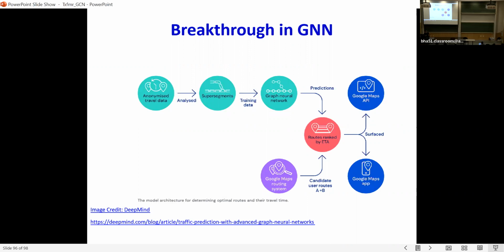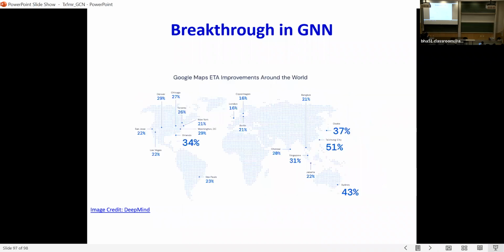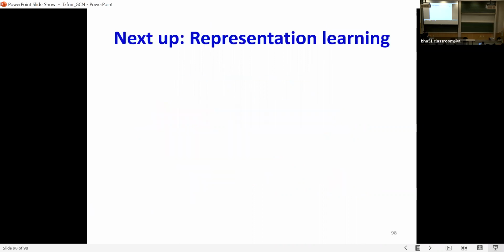So you aggregate segments. The segments tell you how places are connected, and then you use all of the data about past traffic that you have to train the model, and you learn how to predict from a place and a time on the map how bad the traffic is and what your estimated time of arrival is. And there have been extremely significant improvements in the ETA prediction of Google Maps thanks to GNNs.